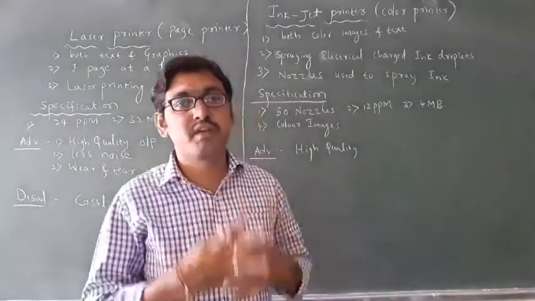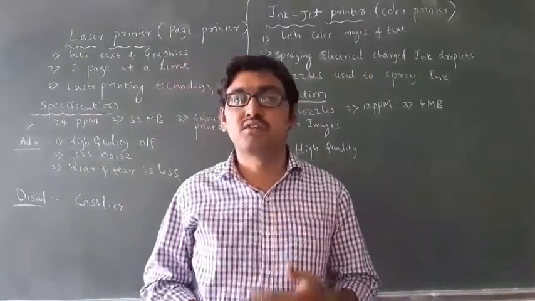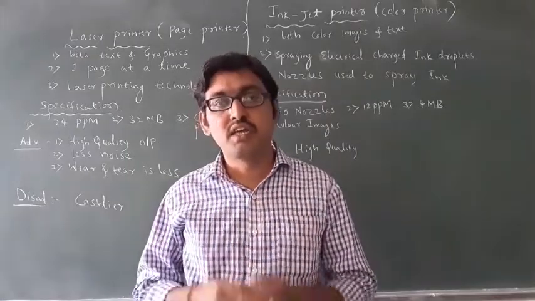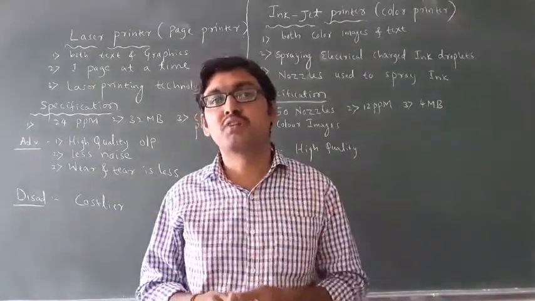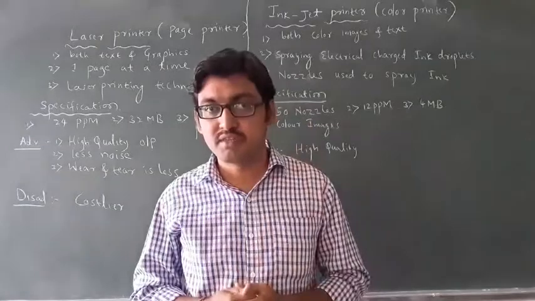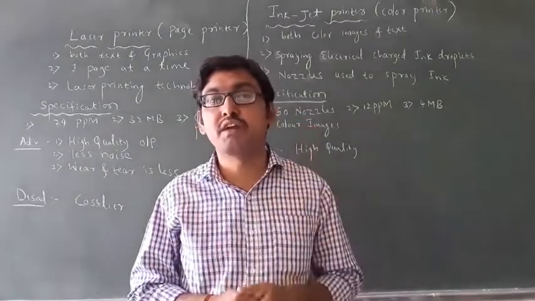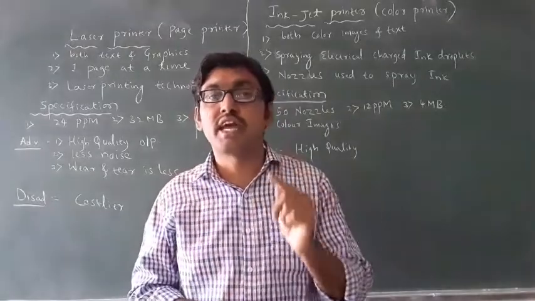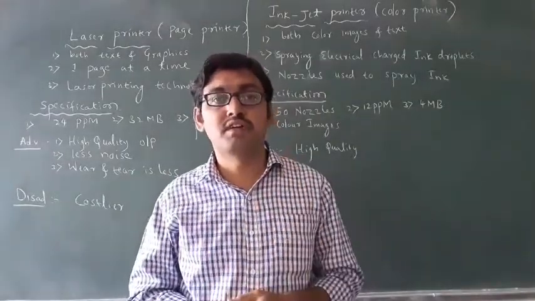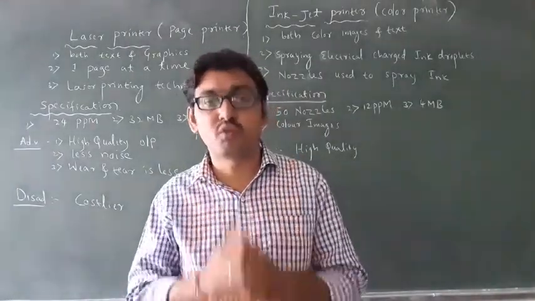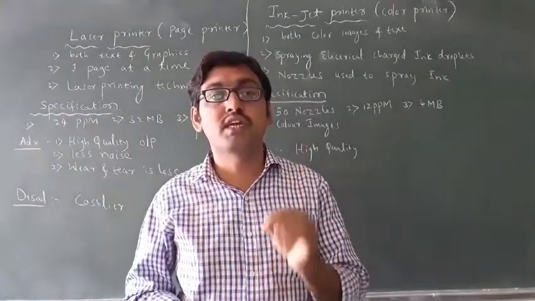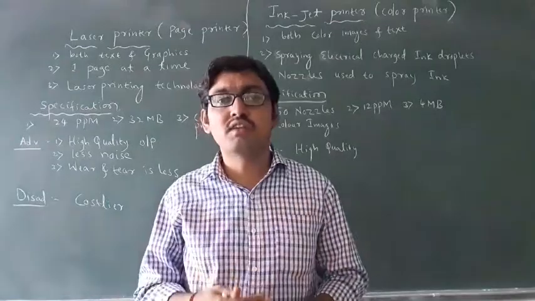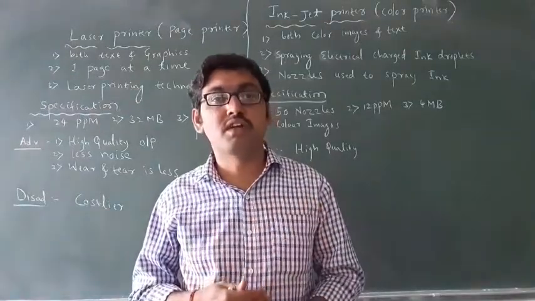You already studied impact printers. An example of an impact printer is the dot matrix printer. In a dot matrix printer, there are pins. The pins strike on the paper and produce dots. The combination of dots produces one character. That is called an impact printer. It produces very low quality output. It only produces characters, not images. That's why we are not using the dot matrix printer nowadays.